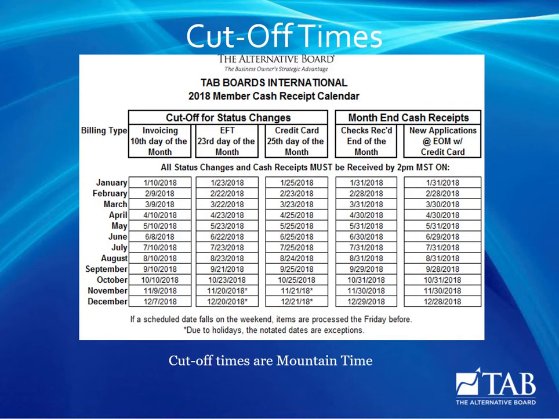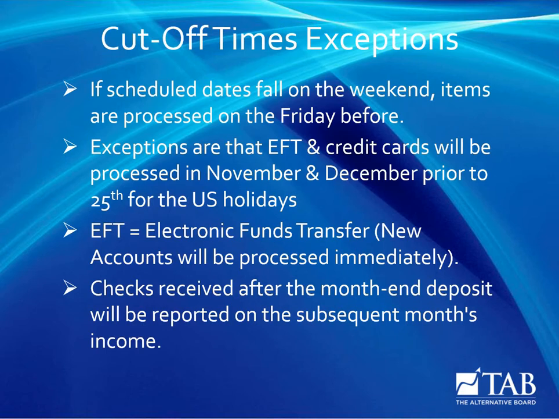The cutoff times to receive any kind of changes and or new member applications are indicated in the 2018 member cash receipt calendar that you'll find on the intranet. It does include the earlier dates because of the U.S. holidays in November and December. If a scheduled date for our processes falls on a Friday or falls on a weekend, we will actually process them on the Friday before.